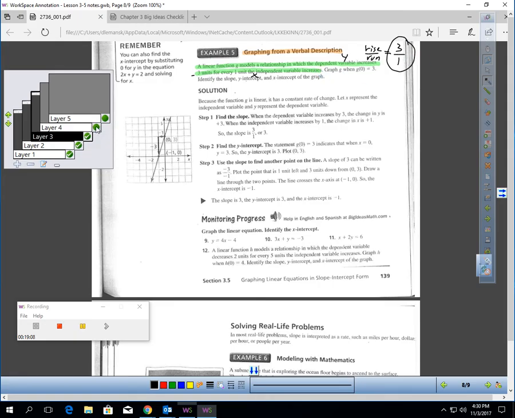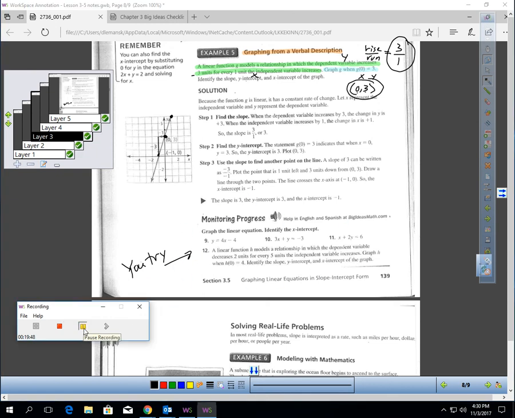And then here's the next thing. Graph g when g of 0 equals 3. That means if you plug in 0 for x, you ought to get 3 for y. So let's graph this. 0, 3 is here. My slope is 3 over 1. Go up 1, 2, 3, and over 1. I guess I could go down 3 and left 1, and you see how I'm creating a line. Should be easy to graph from slope-intercept form. Okay? I'd like you to pause the video and try these real quick.